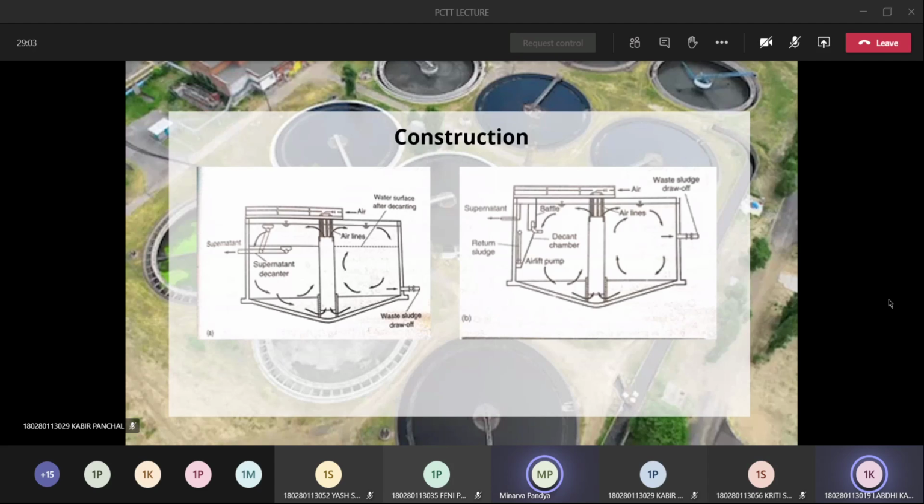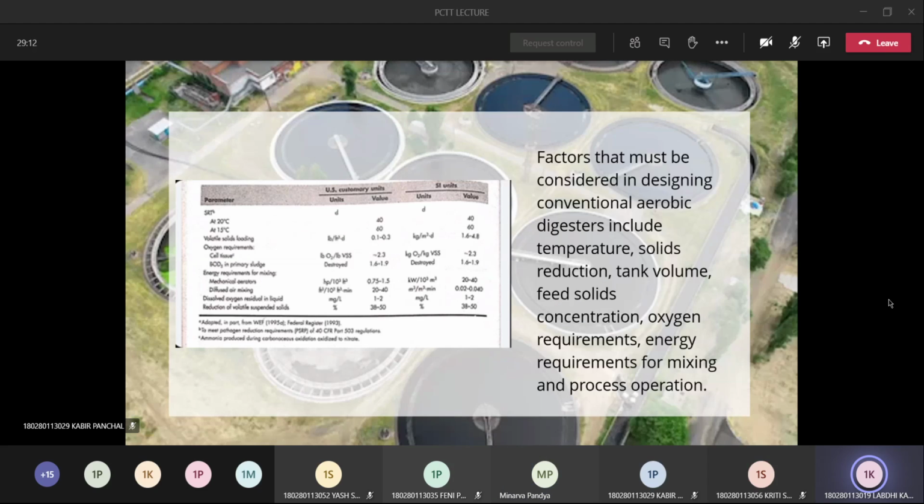This is the basic construction of the aerobic sludge digester from the front and back. Next. There are various factors that play an important role in any sludge digestion process, be it aerobic, anaerobic. Various factors include temperature, solid reduction, tank volume, oxygen requirements, etc., which will be explained in detail by Zenith in the end. Next.